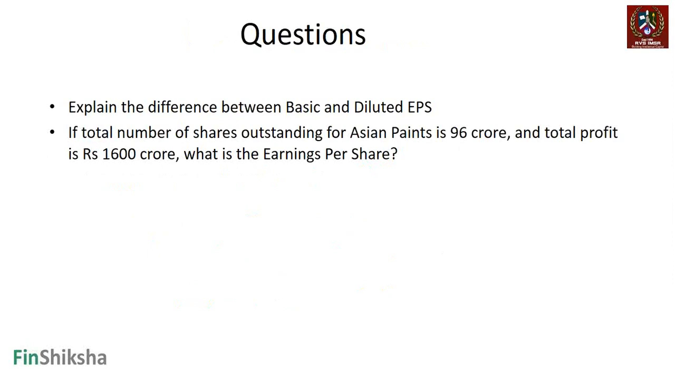Couple of questions as we end this particular section video. Explain the difference between basic and diluted EPS. And if the total number of shares outstanding for Asian Paints is 96 crore and total profit is 1600 crore, what is the earnings per share for them?